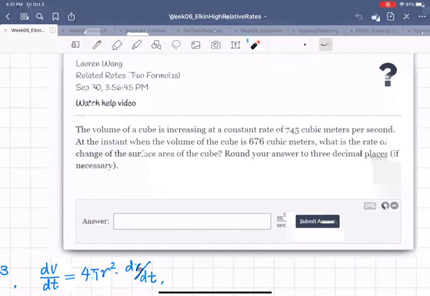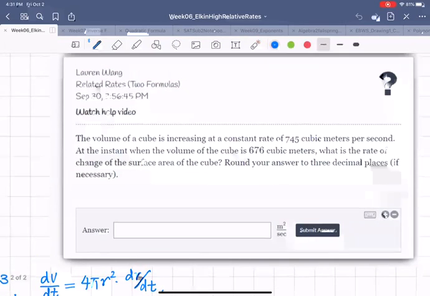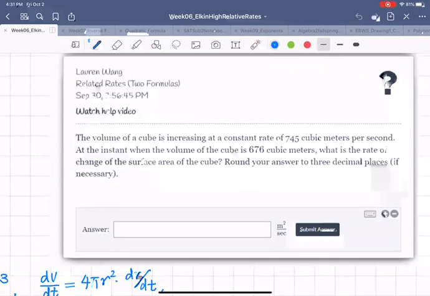I don't even know the equation for the surface area. Oh, it's just 6. 1, 2, 3, 4, 5, 6. Yeah, 6 times the sides, right? The volume of the cube is increasing, so dV over dt is positive 745, right? And at the instant, the volume equals 676. What is the rate of change of the surface area?